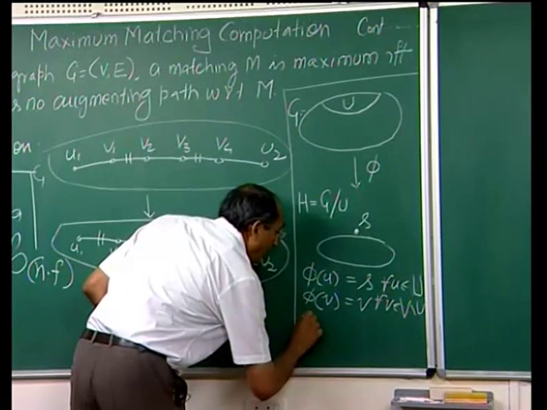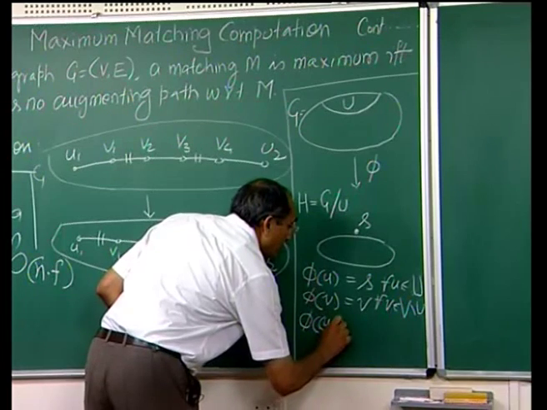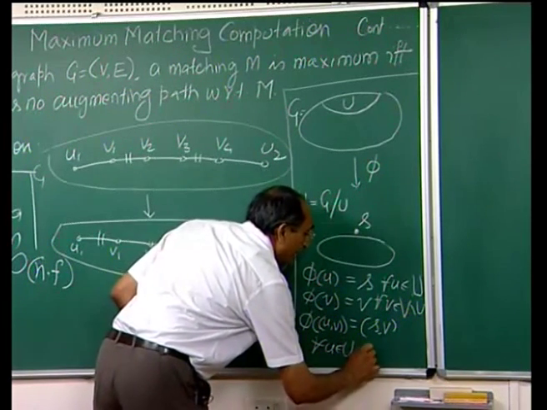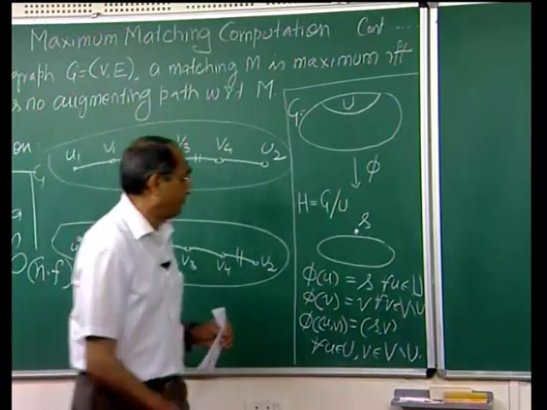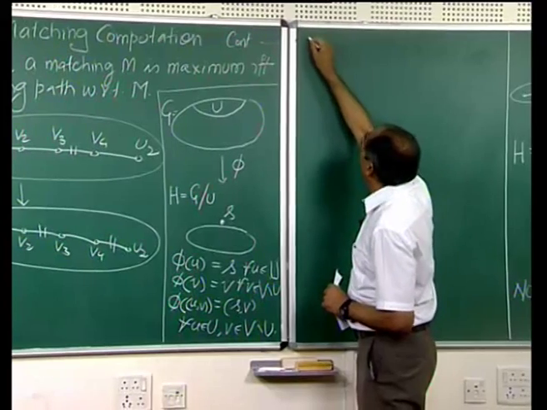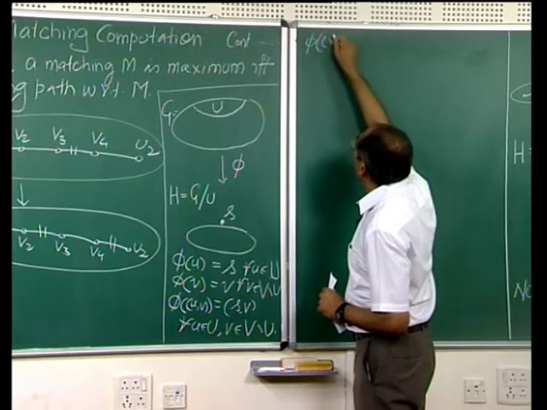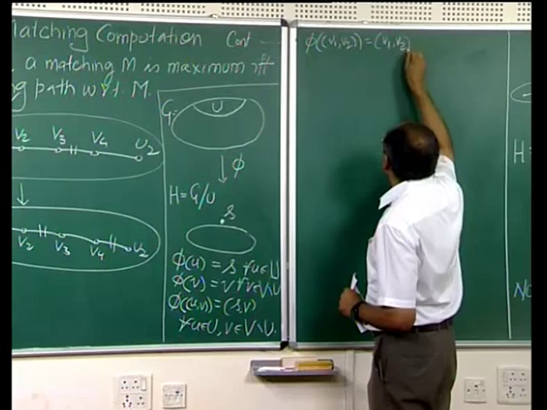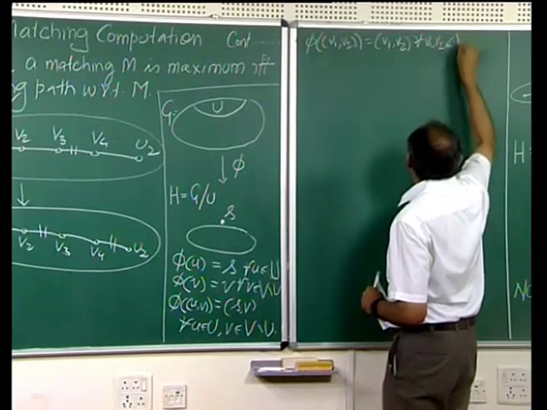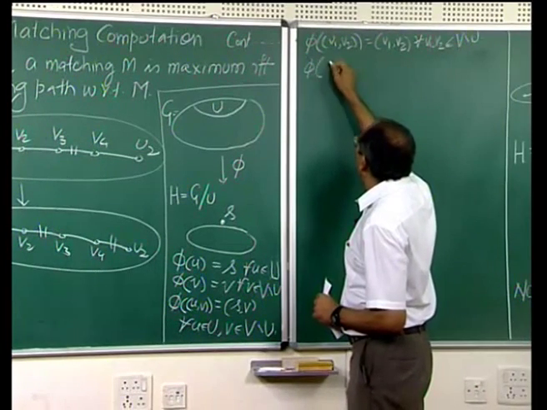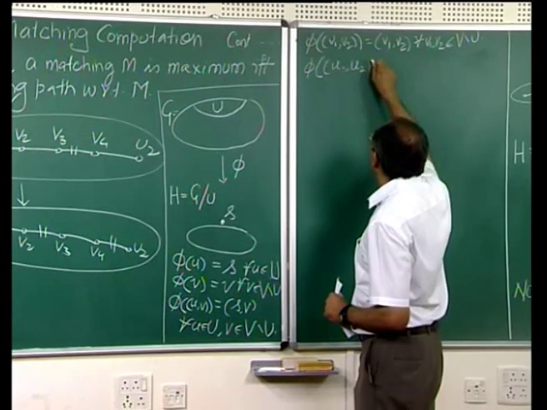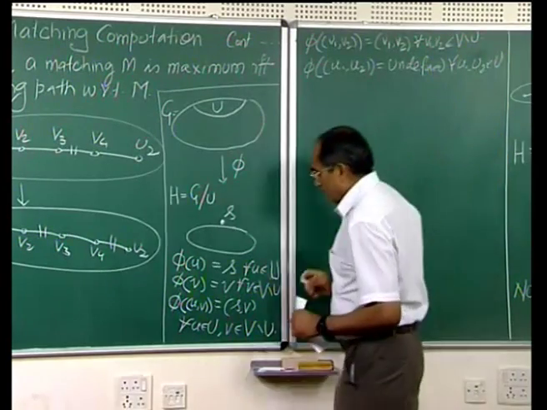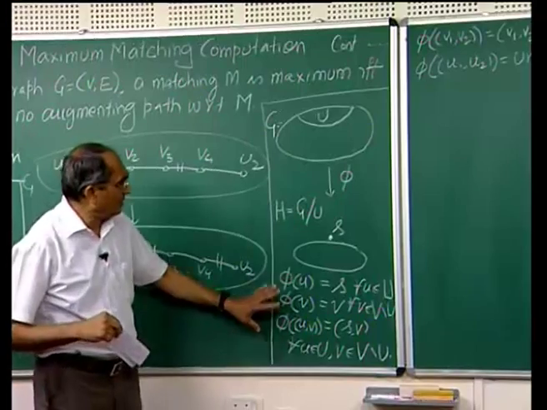In addition, phi of (u, v) is (S, v) for all u in U and v in V minus U. Further, phi of (v1, v2) goes to (v1, v2) for all v1 and v2 in V minus U, and finally phi of (u1, u2) is undefined for all u1, u2 in U. This is effectively what we achieve here.